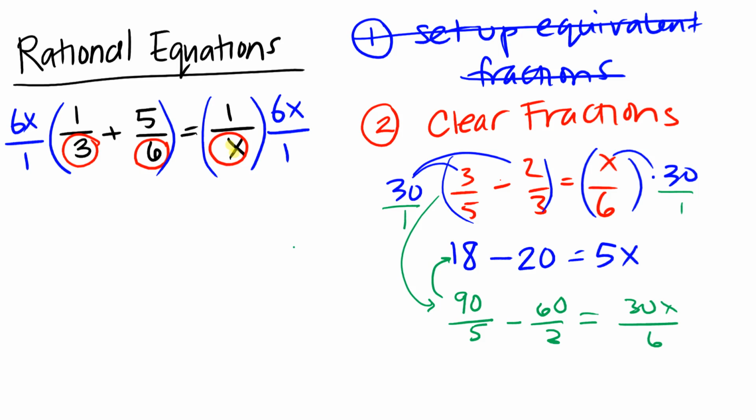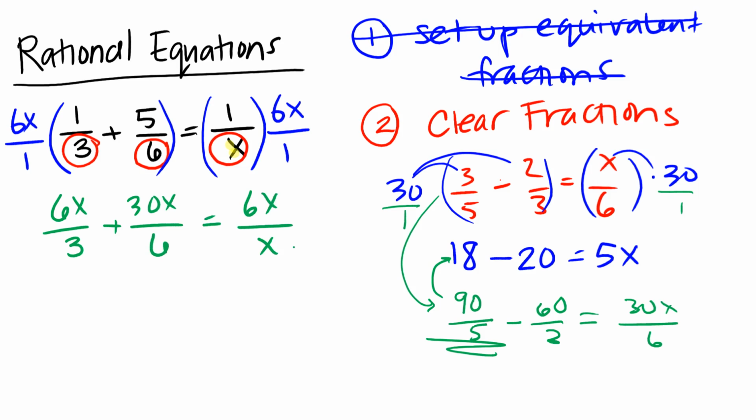So if I do that again, this time I'll take those baby steps that I did here, right? I get 6x divided by 3 plus 6 times 5 is 30x divided by 6 is equal to 6x over x. And then we can take that moment and simplify. Again, you can jump straight to this if you see it happening immediately.